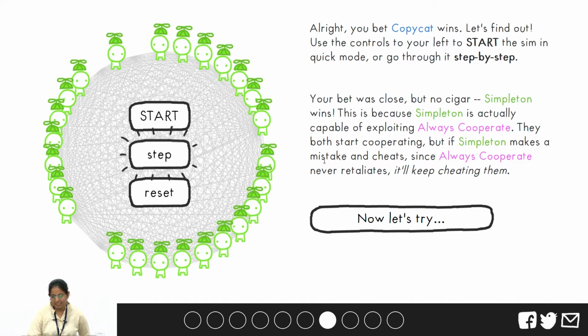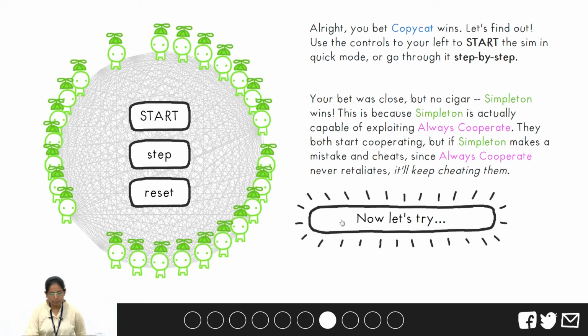Okay, so it turns out that at the end the simpletons survive, and I'll let you build up the intuition for this offline. But in brief, between the simpletons and the always cooperators, the simpleton has certain advantages, because when the cooperators don't retaliate, it continues to be like an always cheat strategy.